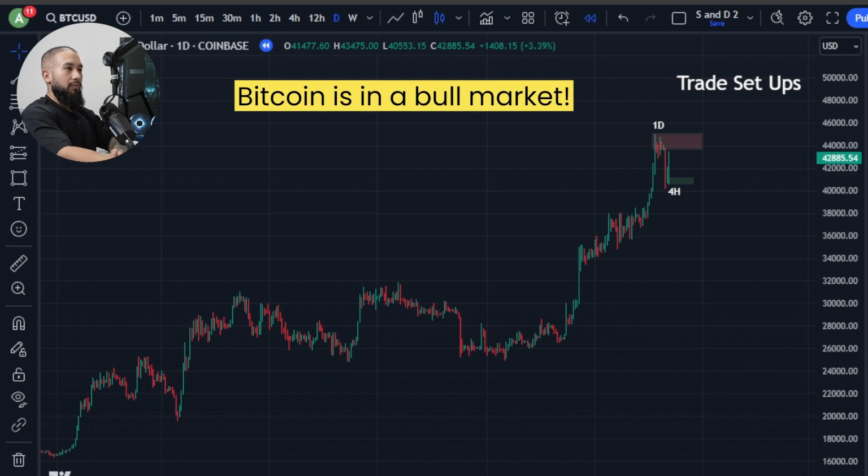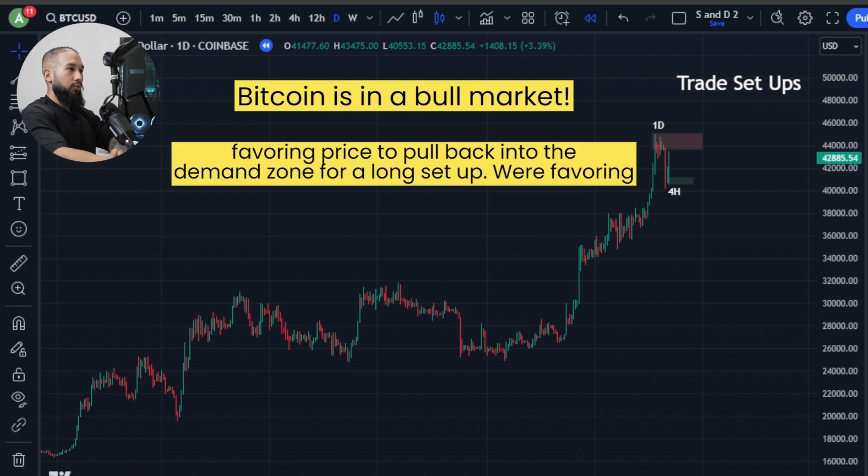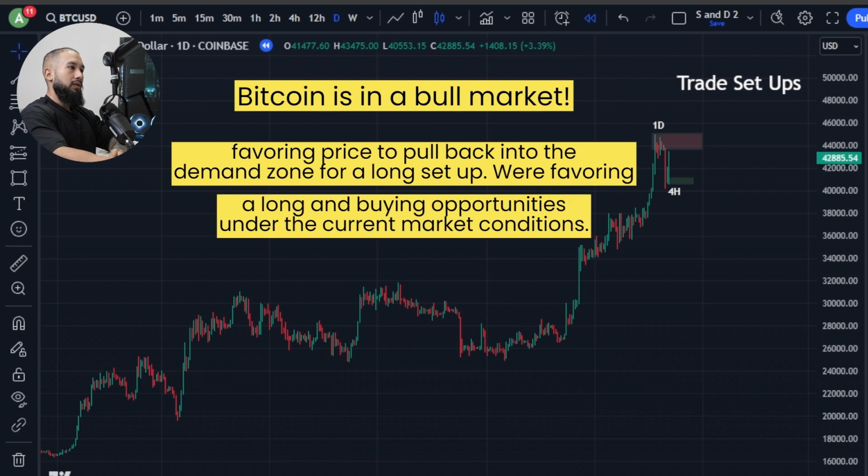And in bull markets, the majority of the time, we're going to want to buy into the dips and sell-offs. So for this trade, I'd be favoring price to pull back into our demand zone for a long setup. We're favoring a long and buying opportunities under the current market conditions.